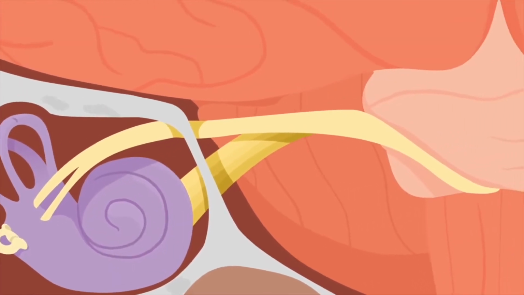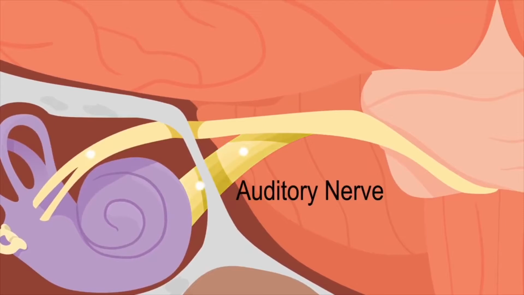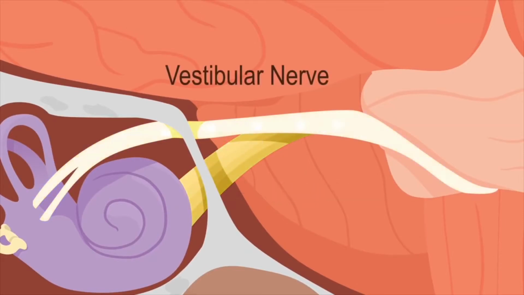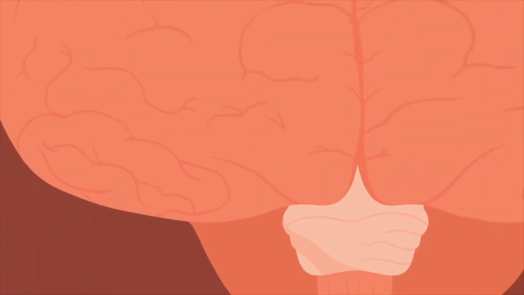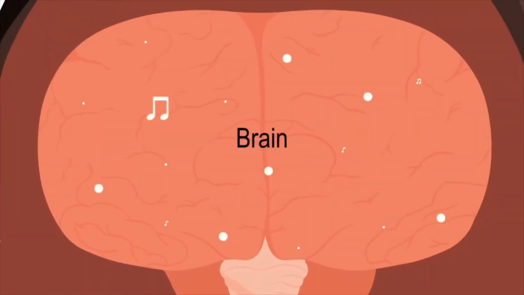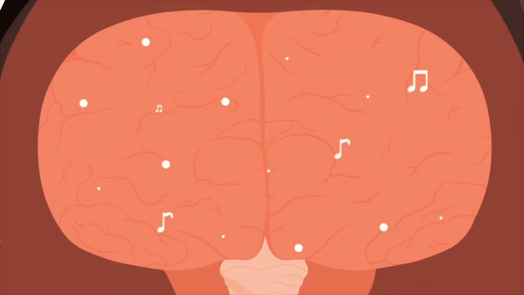Then, the signals from the cochlea travel along the auditory nerve. Signals from the semicircular canals go along the vestibular nerve. These 2 nerves come together and lead to the brain. There, the brain decodes the signals to get information about sound and balance.